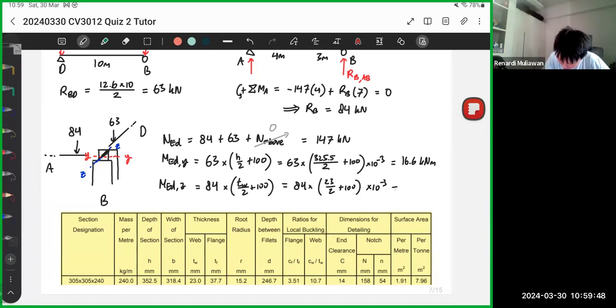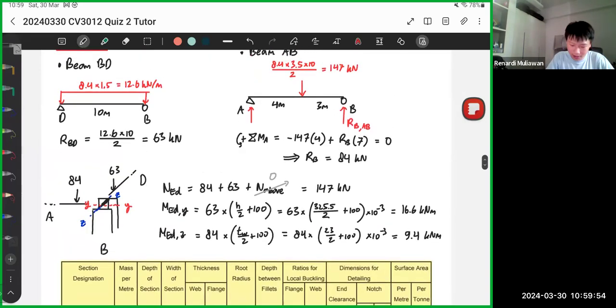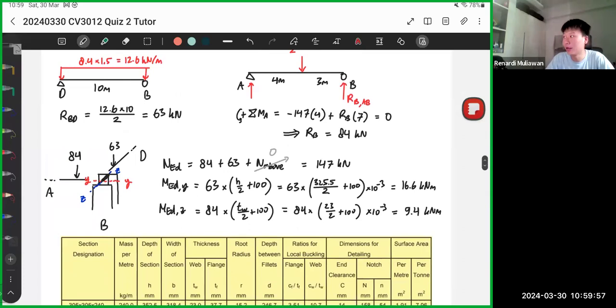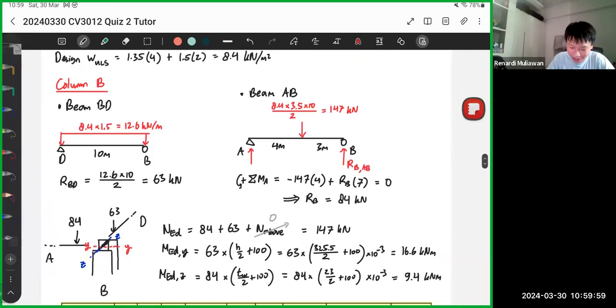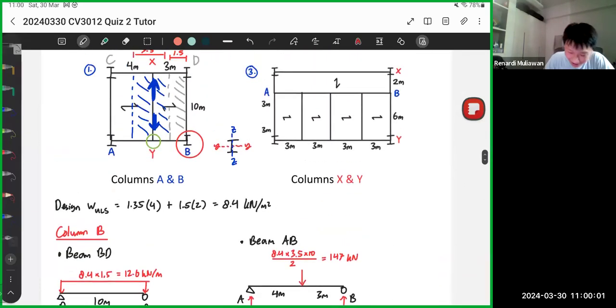9.3 or 9.4. So if you notice, right, it's very, very small. It's less than 10 even. Okay, so that's how you find NED, MEDY, and MEDZ. Okay, the rest of the questions you can try yourselves.